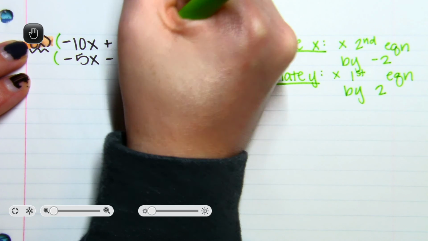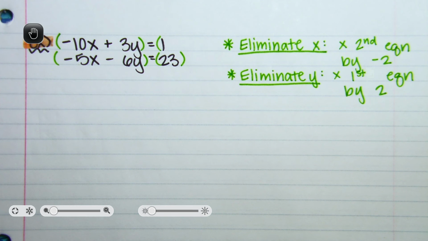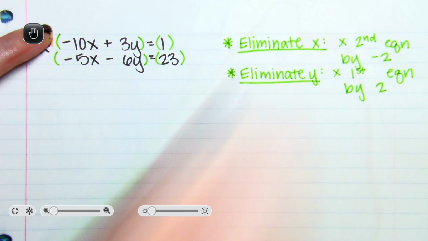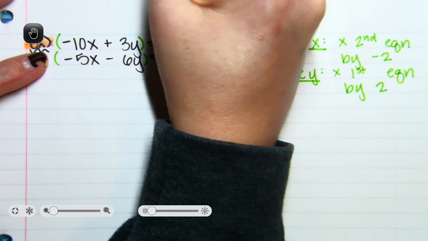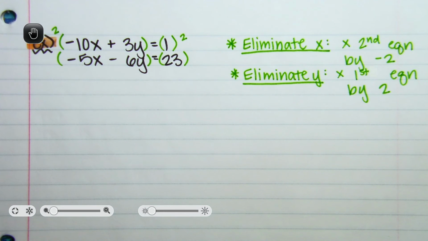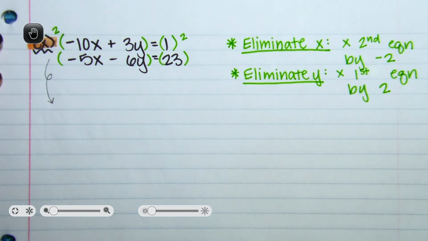So the top equation, I don't know why I just drew parentheses around the second one. Sorry, ignore those. The top equation has to get multiplied by 2, and I'm multiplying the right side and the left side by 2. Ignore the parentheses on the second equation. So when I do this, I'm going to rewrite them down here.